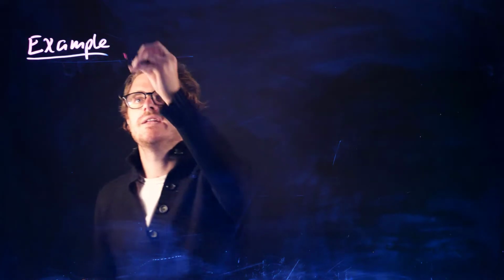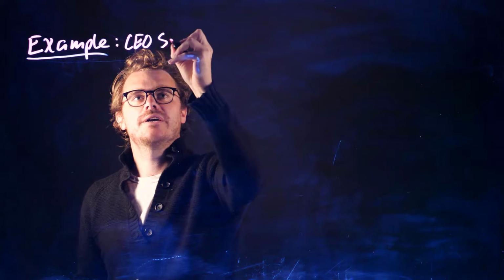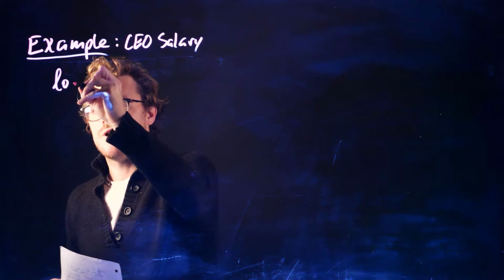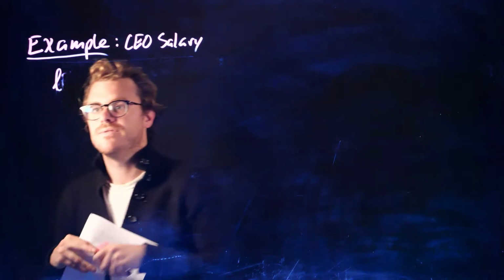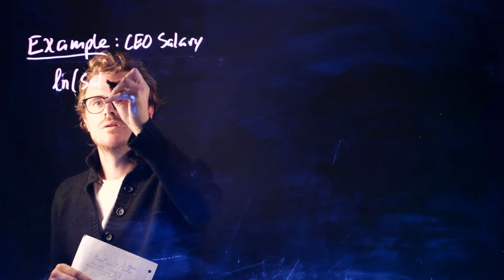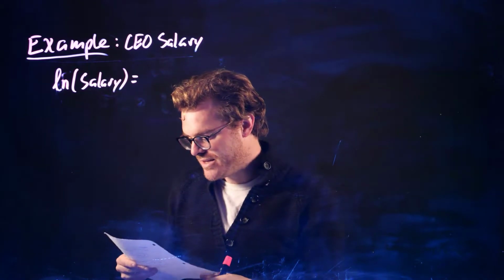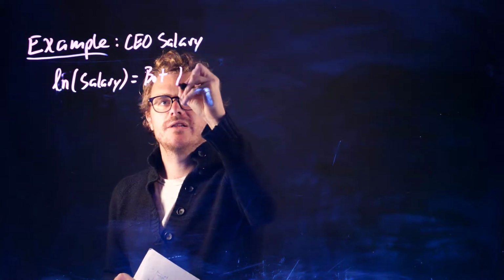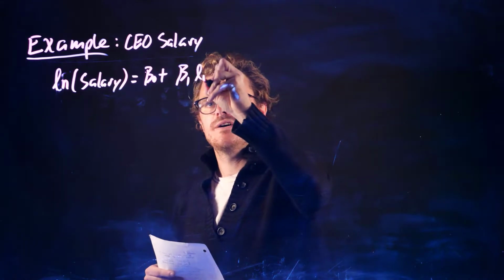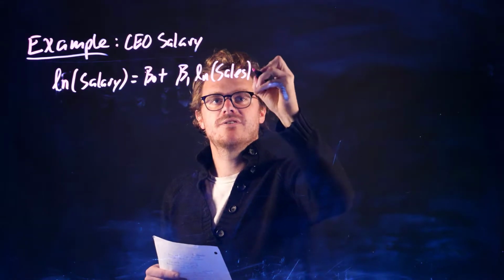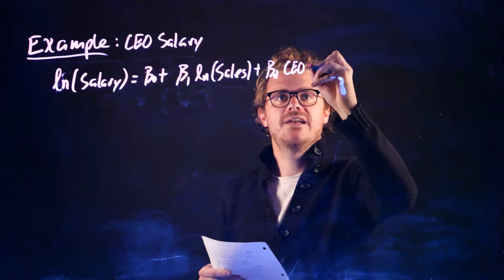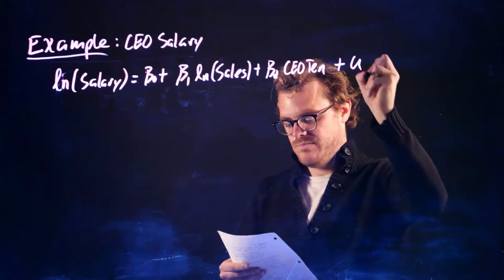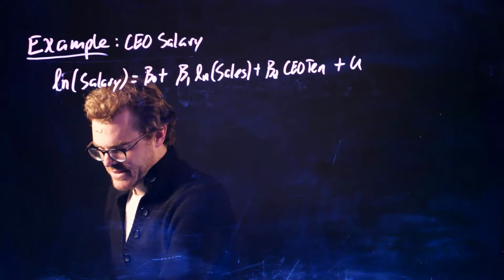So let's imagine we're interested in CEO salary. With our dependent variable, let's make it clear that we're using the natural log so there's no confusion. So the natural log of CEO salary, we're modeling that and trying to understand the relationship between that salary and sales, and the salary and the CEO tenure, plus u.